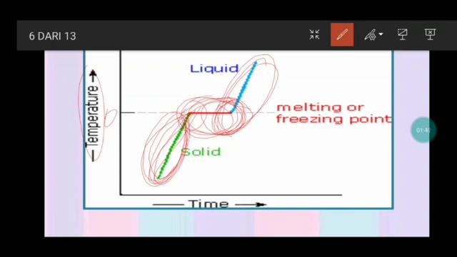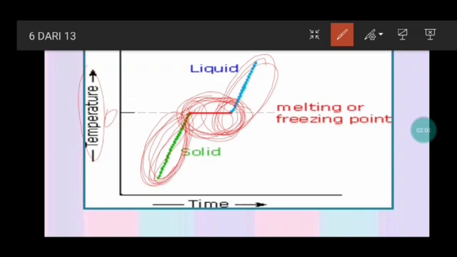So when we talk about the freezing point of water, titik beku air, here it stays in the red line, and then the temperature decreases. Nanti suhunya turun, jadi airnya jadi tambah beku.